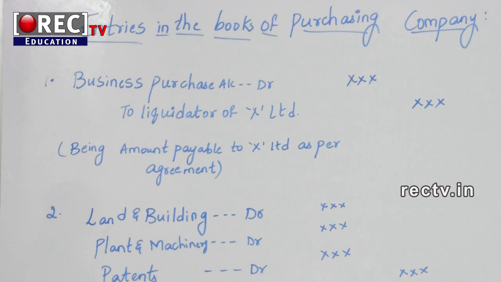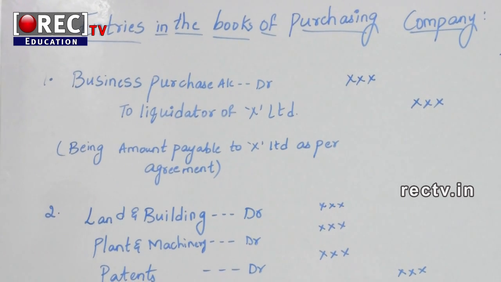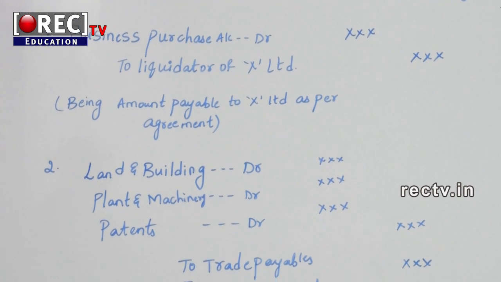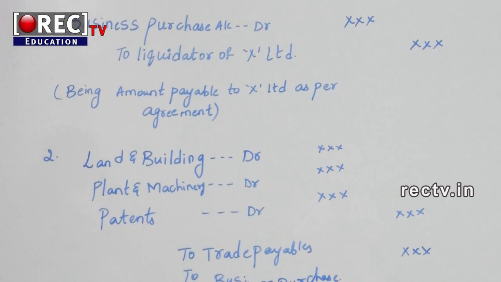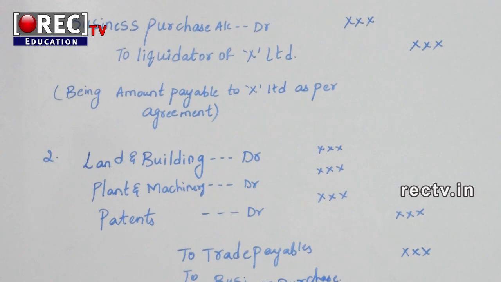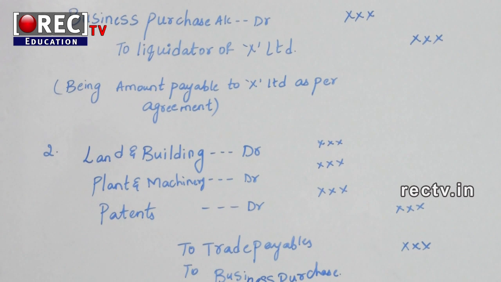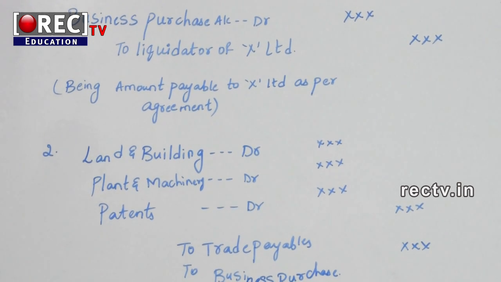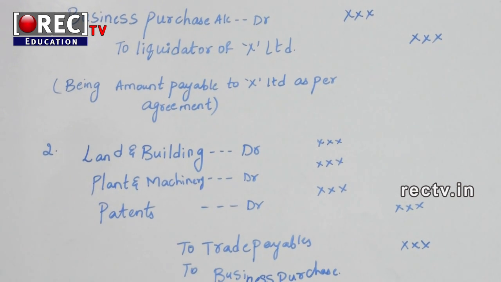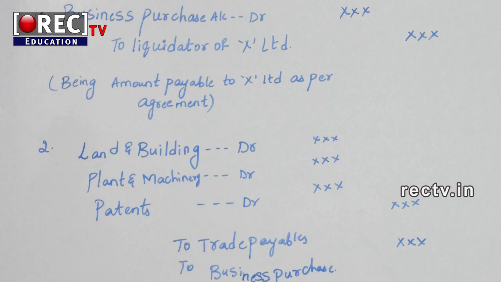Once the company is wound up, a liquidator is appointed to receive everything and to pay the creditors, and whatever liabilities the existing company has, the liquidator will look after all of those. So I am giving the credit to the liquidator of X Limited. Here X Limited is nothing but the purchasing company. So whatever it agreed to pay to the owners of the selling company, that amount I have to add to this account, that is, business purchase to liquidator of X Limited.